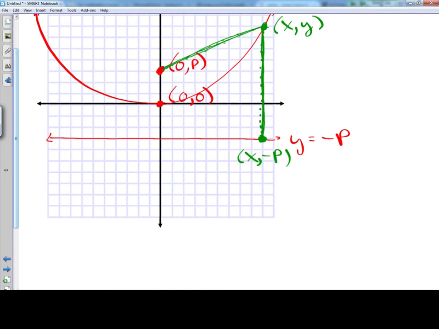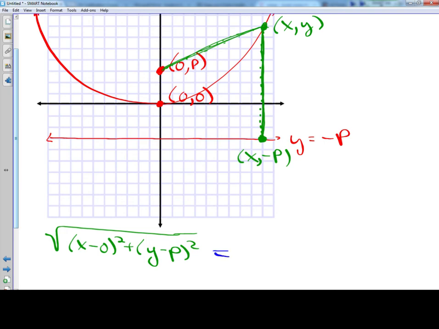It would be the square root of, let's see, x sub 1 is x, right? Minus 0 squared plus y minus p squared. Everyone see that? Yep. Has to equal the other distance.